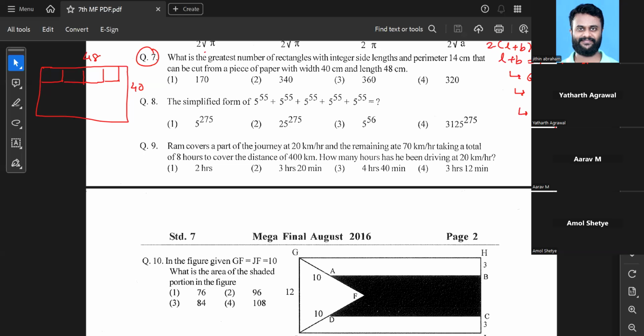And for this, the area becomes 10, 5 into 2. For this, the area becomes 4 into 3, that is 12. So logically speaking, this is going to give you the minimum area, which will give you the greatest number of rectangles.